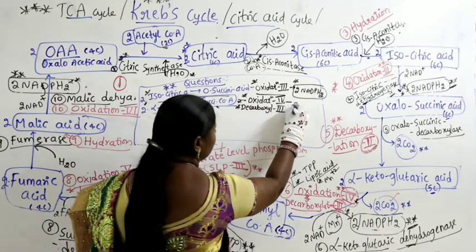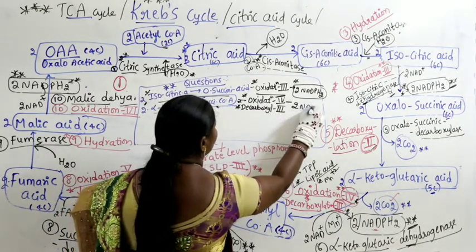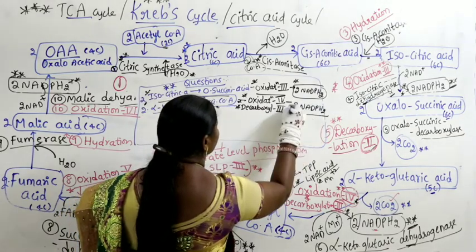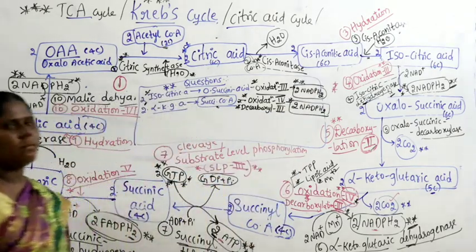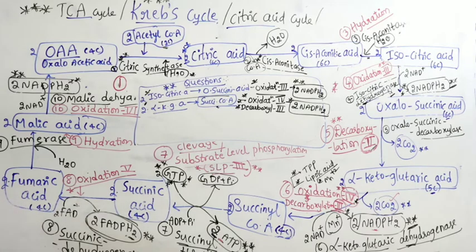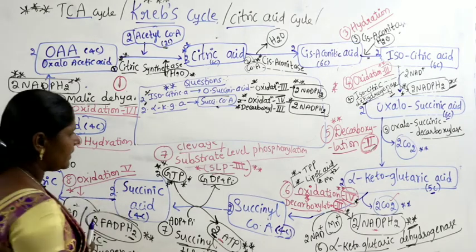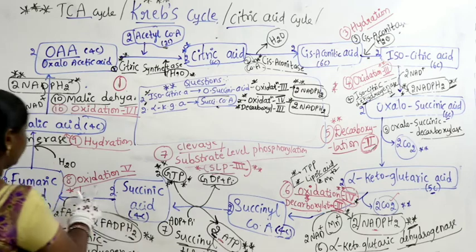So here also there is a production of 2 molecules of NADPH2. Okay, that is oxidation number 4. Next is, where is oxidation number 5?